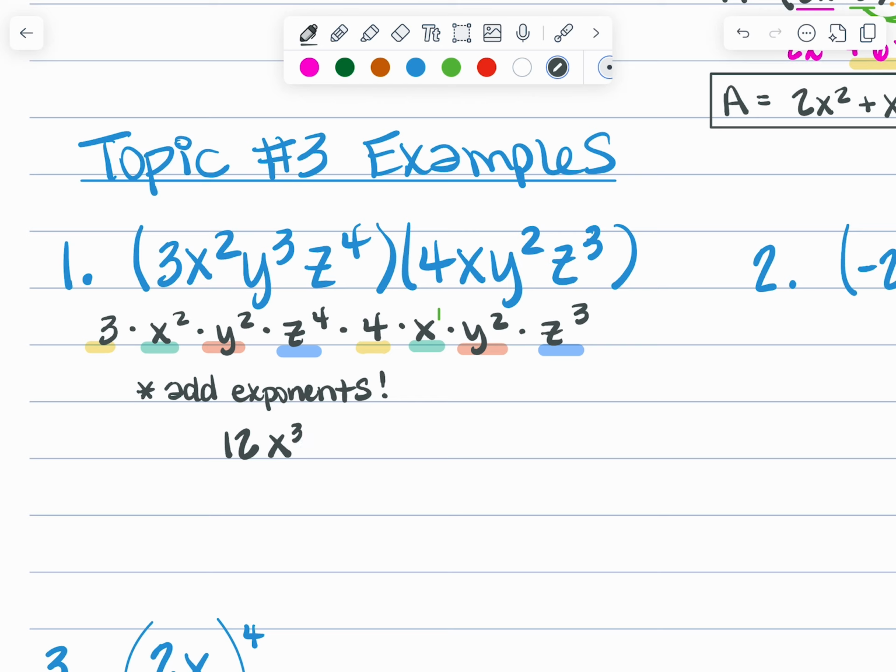Then I have a y squared and a y squared, so that's 4 total y's in our chain of multiplication. And then we have 7 total z's in our chain. And that would be our final answer. We are doing a multiplication problem, but the shortcut to multiplying exponents is to simply add the powers to figure out how many total values are in that multiplication chain.